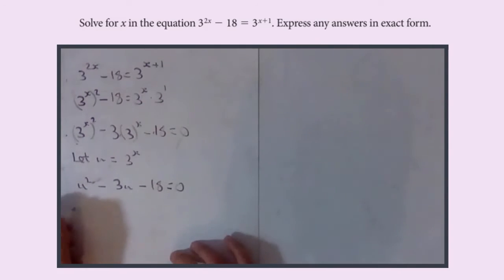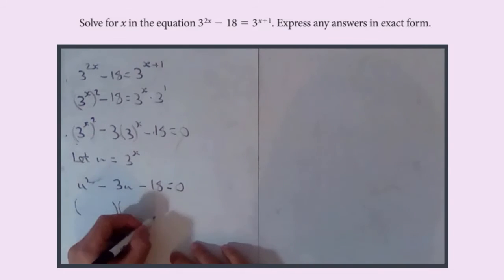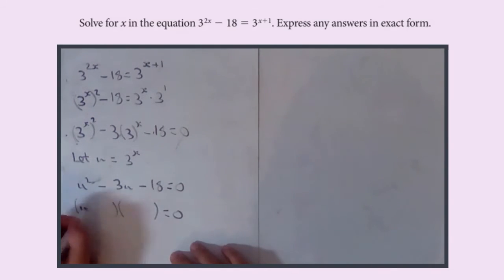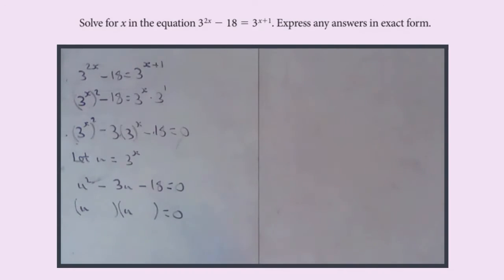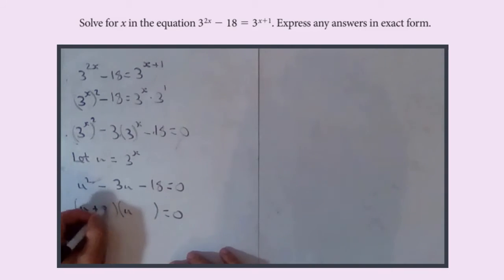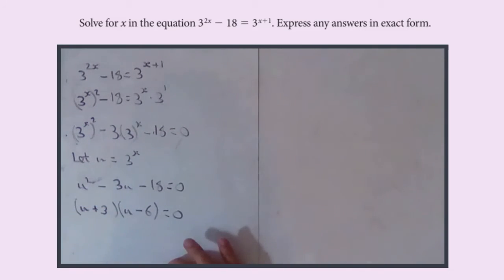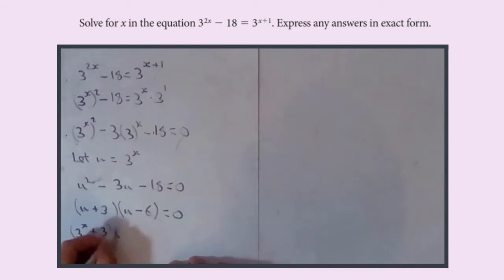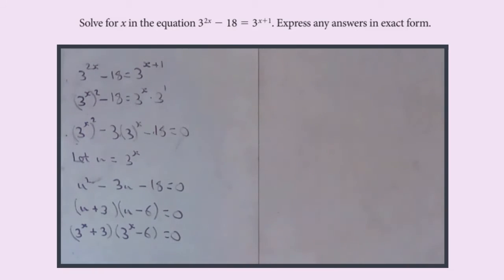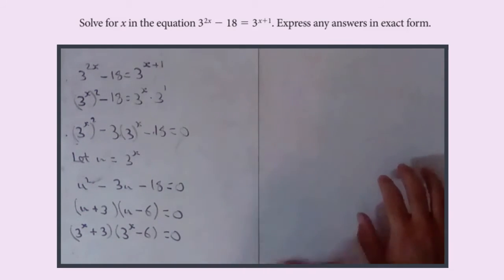So now we look to factorize. Hopefully it'll factorize. So hopefully we're going to have a u and a u, and we're going to make 18. So 6 and 3, different signs, minus 6 plus 3, minus 6, and that looks good. So that means 3 to the x plus 3, 3 to the x minus 6 equals 0. Right, so now we can use the null factor law, and we can say, well, either 3 to the x plus 3 equals 0, or 3 to the x minus 6 equals 0.